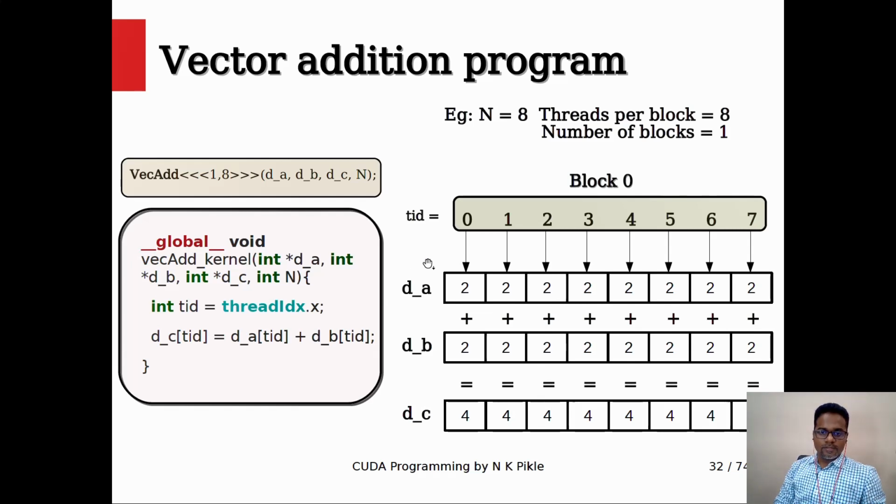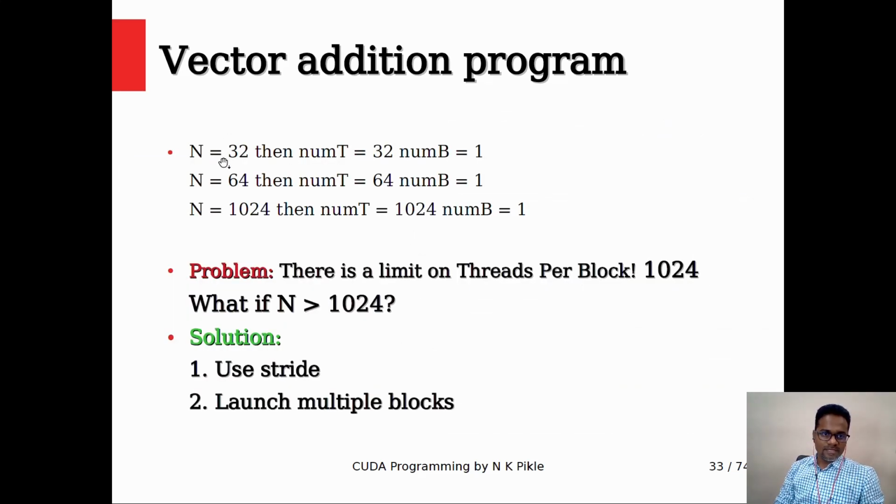Fine. Now there is a problem. If the input size is, let's say, 32, then I can say one block and 32 threads per block. If the input size is 64, I can say one block with 64 threads. Similarly, if the input size goes on increasing, suppose to 1024, then I'll be launching one block and 1024 threads. If you follow this fashion, it is very easy to launch the number of threads per block. If n is the size, I can say one block and n threads per block.